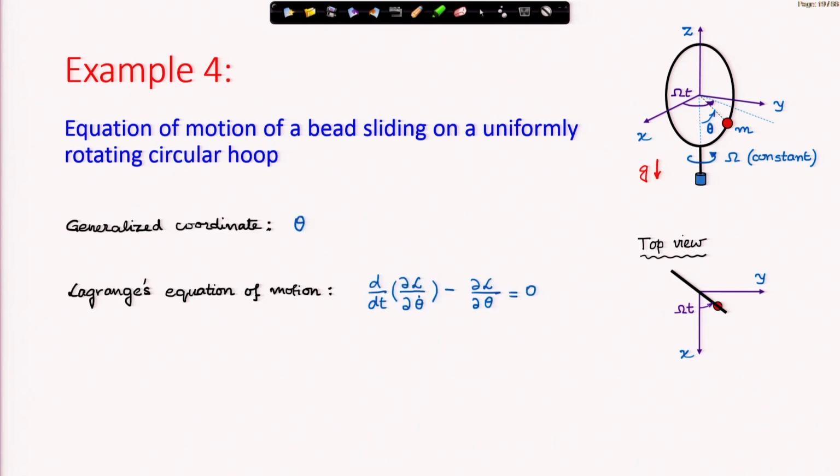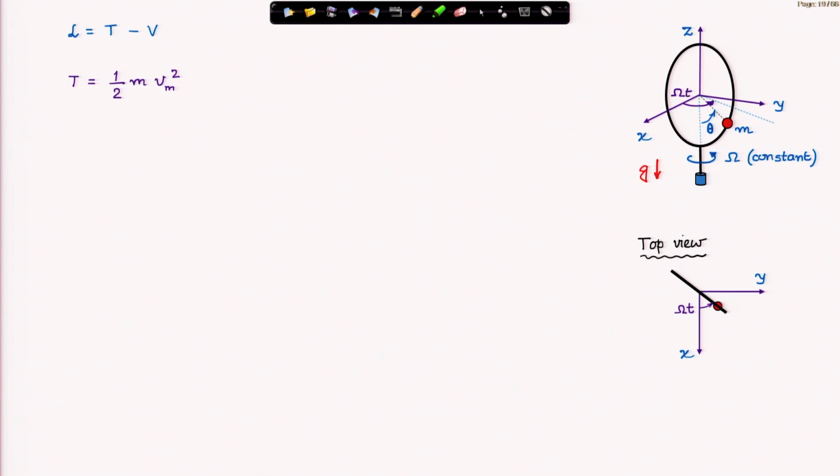Now, only theta is the generalized coordinate. This example we have seen before, and the Lagrange's equation of motion is also shown here. The Lagrangian is kinetic energy minus potential energy of the system. Kinetic energy of the system is 1/2 mass of the bead times velocity of the bead square.